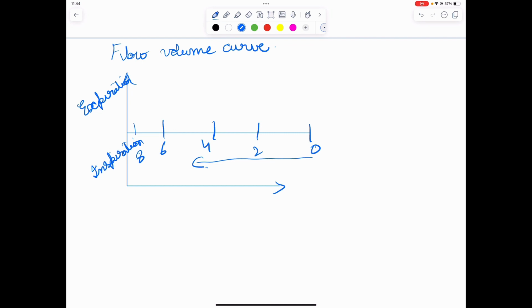Now what would our normal respiration look like? So here this is expiration and then we will have inspiration. So this is what it would look like in a normal curve. But what will happen in obstructive disease? In obstructive and in restrictive, first let us go through restrictive disease.